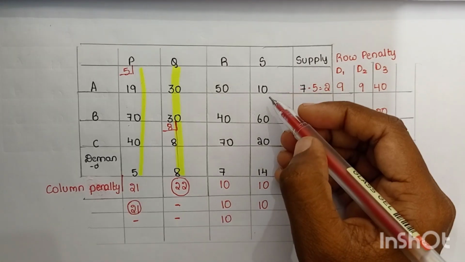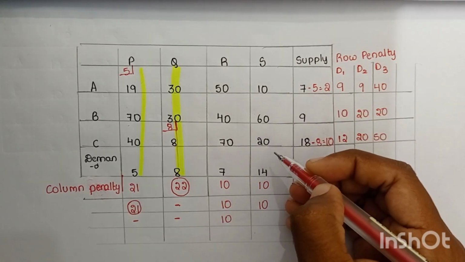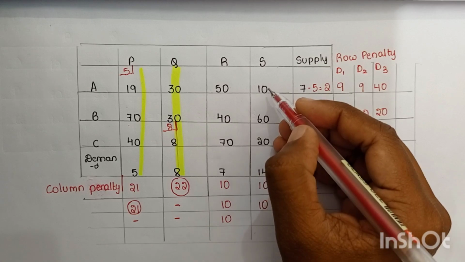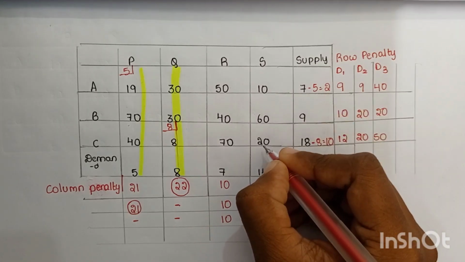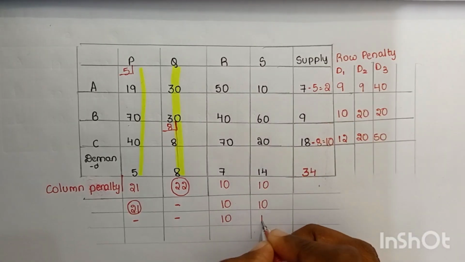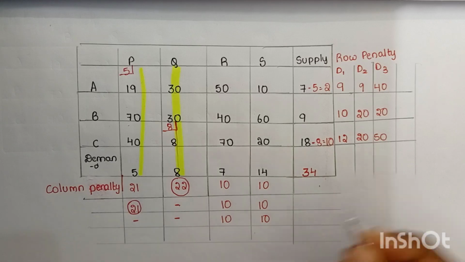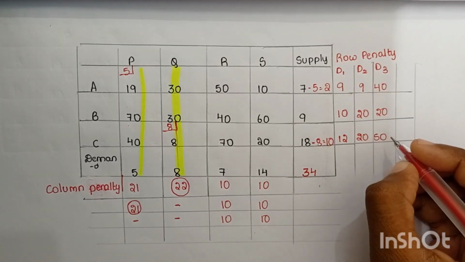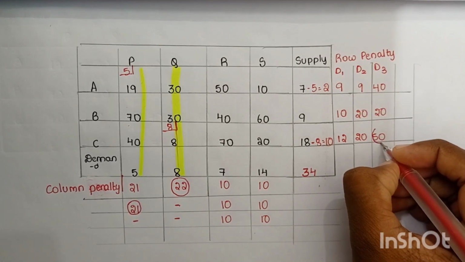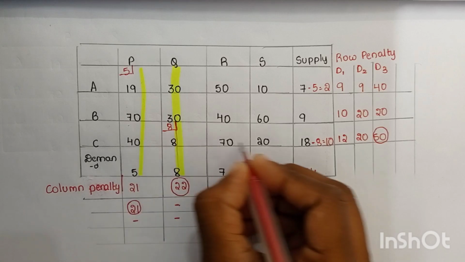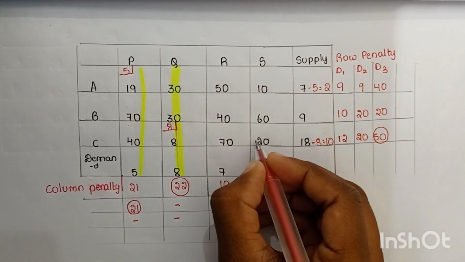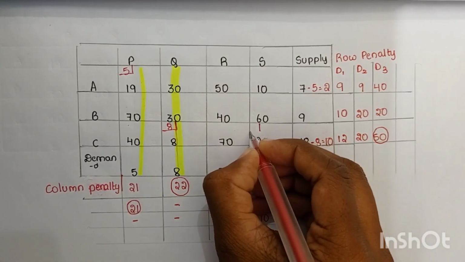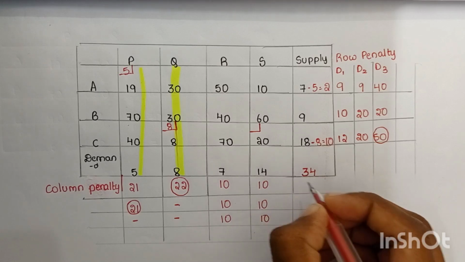In this, the remaining values are 10, 60 and 20. So the first least value is 10 and the second least value is 20. So 20 minus 10 is 10. So among the column penalty and row penalty, the highest value is 50. So I will select this row. In this row, the least value is 20, so I will select this cell for allocation.